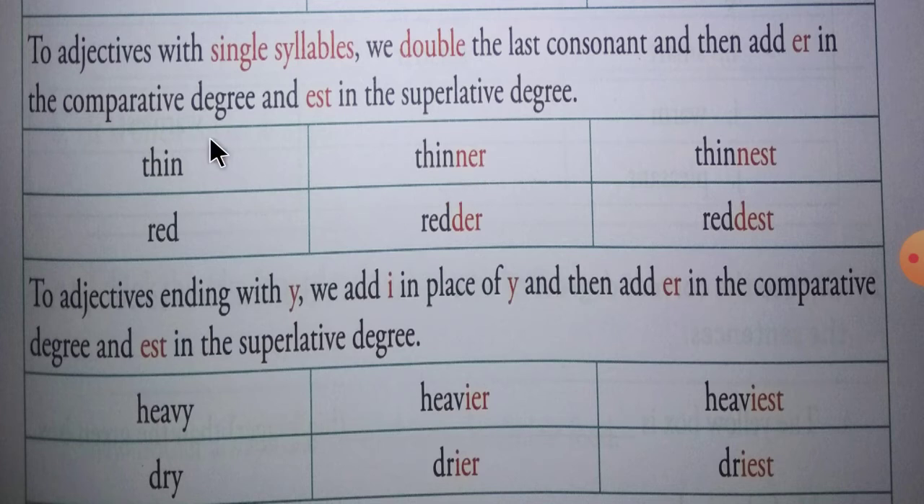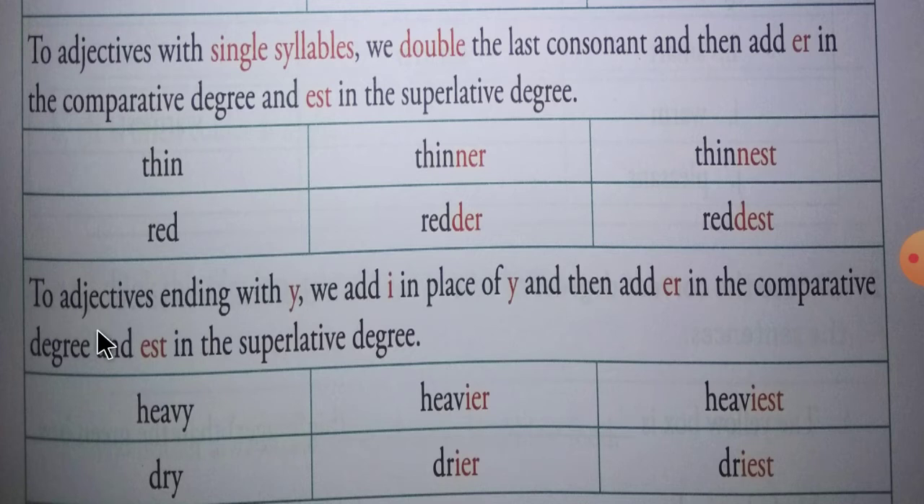Means the adjective with single syllable means a single vowel. So when there is only one single vowel, we double the last consonant and then add er. For example, here thin. I is the single syllable, right? So we will double the last consonant, n. Thin, thinner, thinnest. Same here, red. Single syllable, one vowel. Red, redder, reddest.